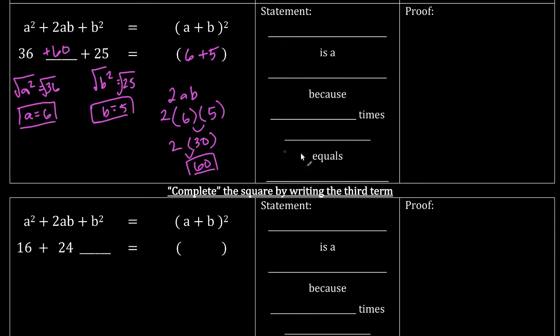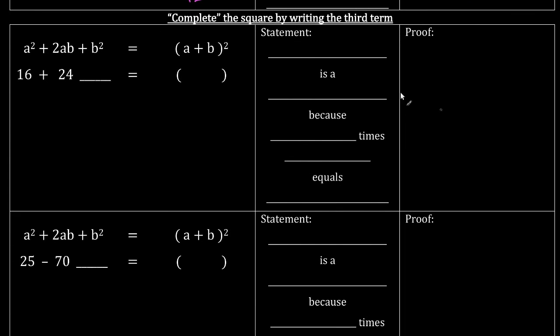Y'all know how to do the statement. Remember, for the proof, I forgot my squared. I need to prove that 6 plus 5 squared, same thing times same thing, will give me 36 plus 60 plus 25. All right, one last area. It's not difficult when we're walking through it, but it does take some time.